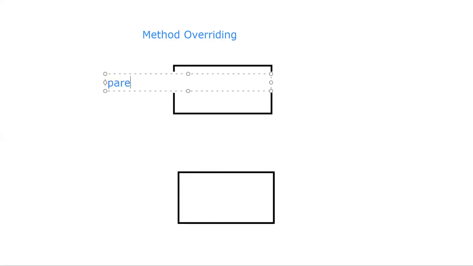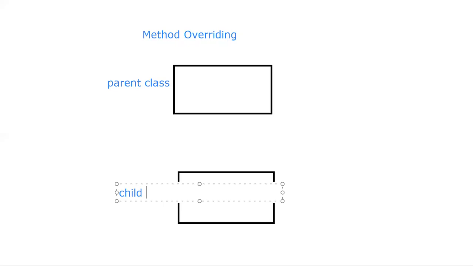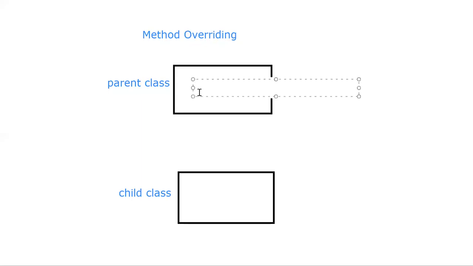A parent class, which we call a superclass, as well as a child class, which we call a subclass. Imagine in the parent class we have a method. Let us name it sample. We have a method which has an empty body or empty implementation.